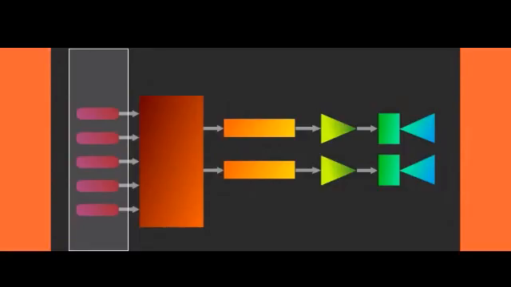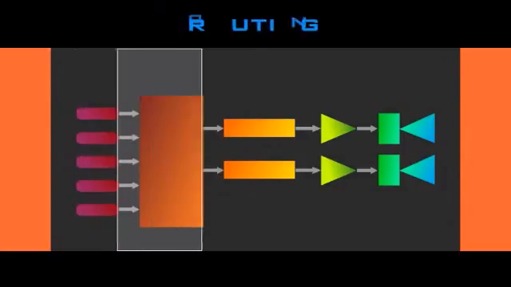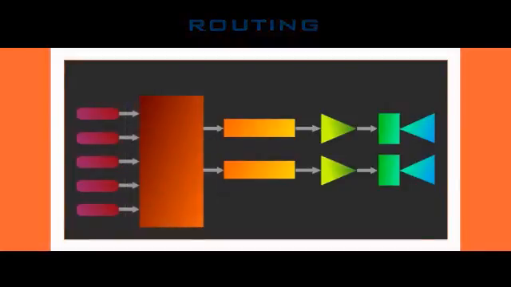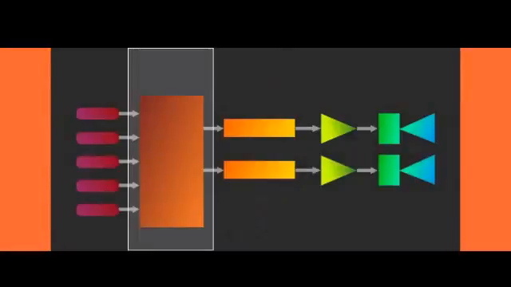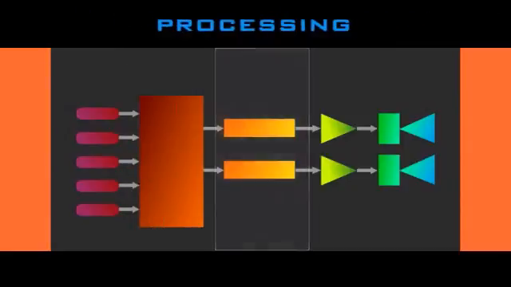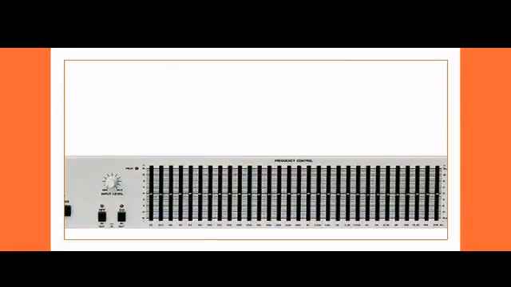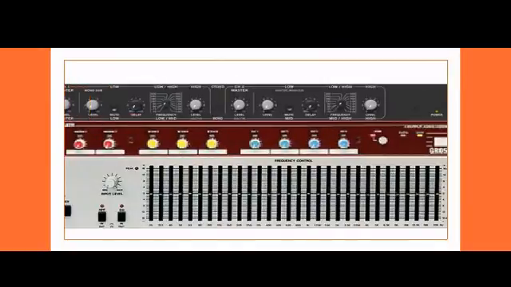The output of the device is connected to the input of a routing device, typically a mixing console. The output of the mixing console is connected to a processing device, such as an equalizer, compressor, crossover, or digital signal processor.